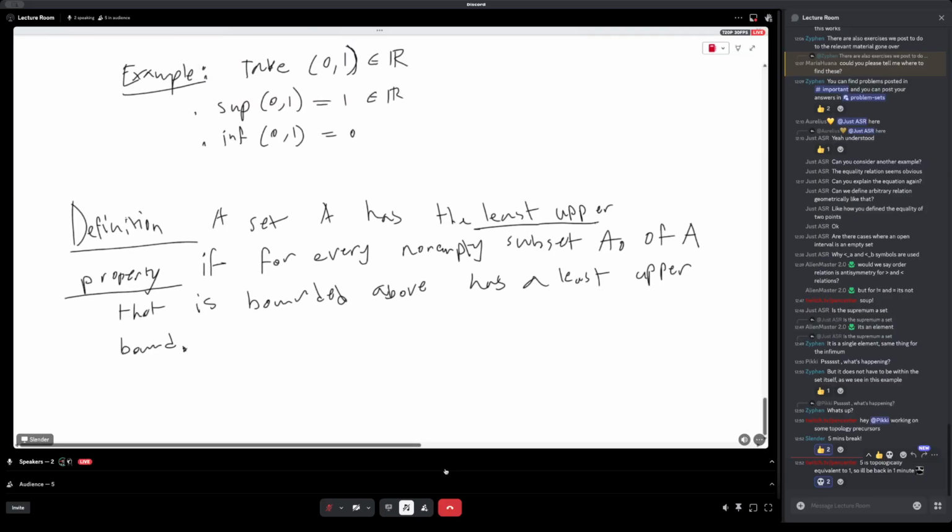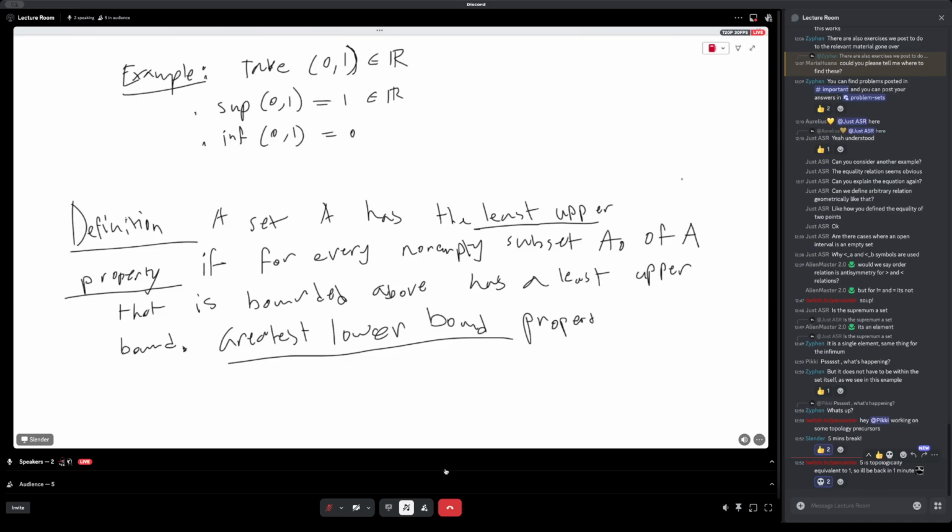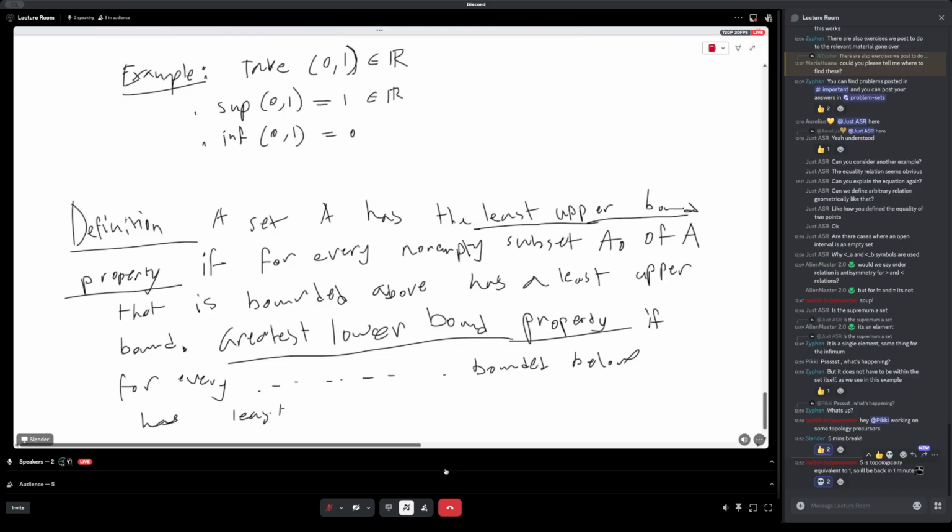Then similarly, it has the greatest lower bound property. A has the greatest lower bound property if every non-empty subset A0 of A that is bounded below has a greatest lower bound.